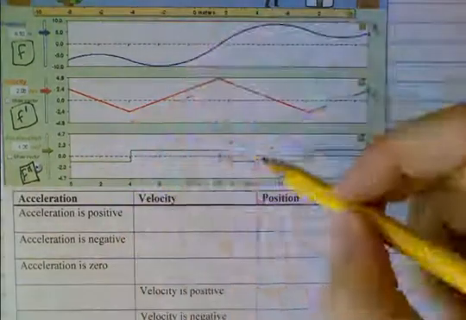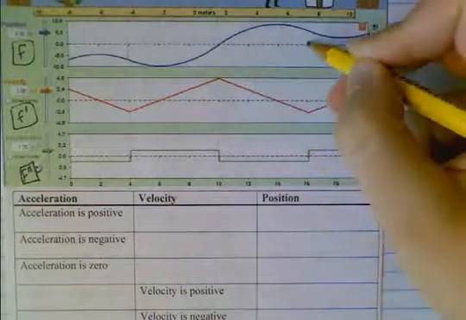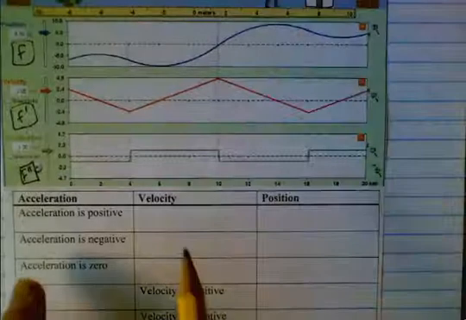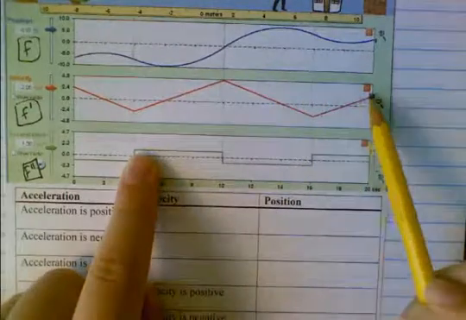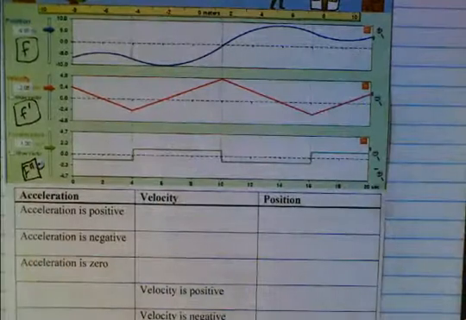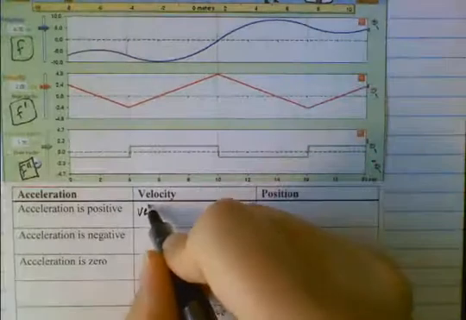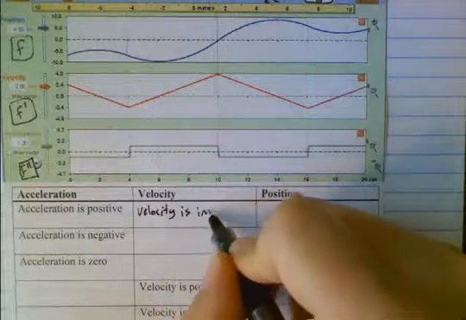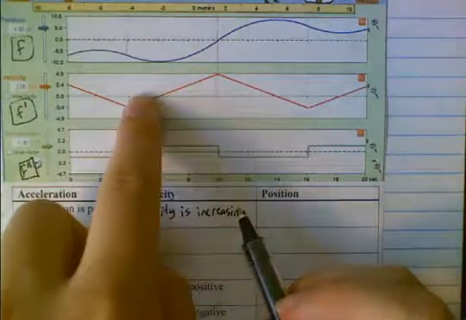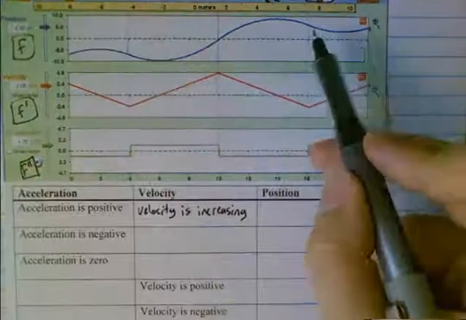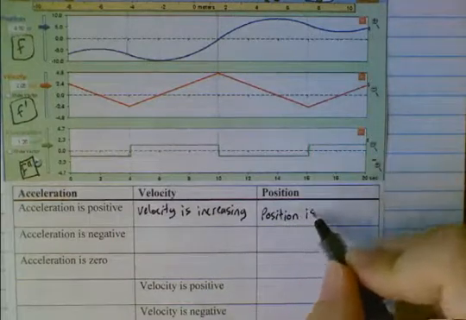Let's first just look at when acceleration is positive versus negative. So there's a switch right here, and right here. And notice that when acceleration is positive, right here and right here, velocity is increasing both times. In fact, that's the only time that velocity is increasing. So what that means for us is that if acceleration is positive, velocity is increasing. And notice also, position is concave up here, position is concave up right here. Those are the only times when position is concave up.